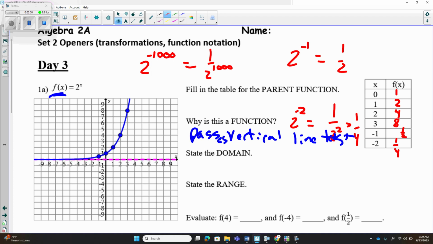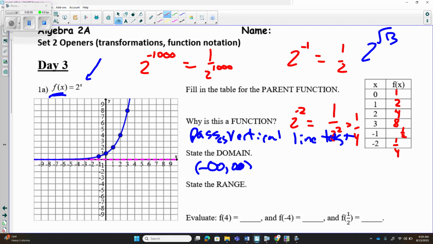Domain, what's your domain? Correct. Every single number works. There's not a number you cannot plug in for x to make that not work. Okay? All numbers will work up there. So you can put whatever you decide. If I want to do 2 to the square root of 13, guess what? It will spit out a number.